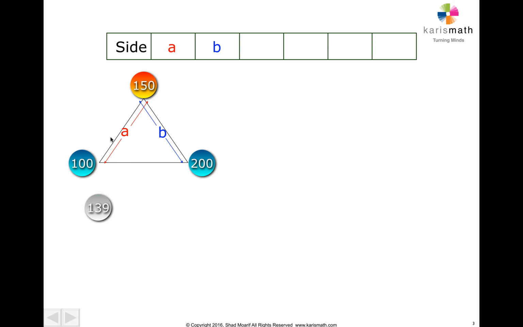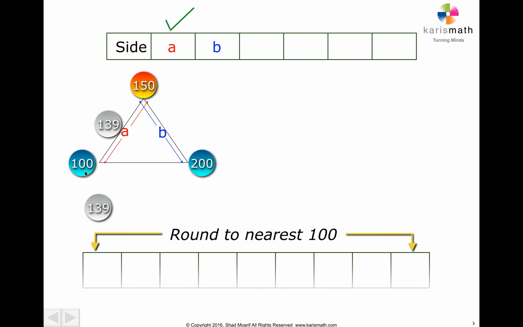Numbers from 100 to 150 all fall on this slope. So it'll fall on which slope? The red slope, of course. Slope A. Exactly. That's the correct answer. And it'll roll down towards 100. So we say it's rounding off to the nearest 100. 139 rounds off to 100. Got it? Let's try another one.